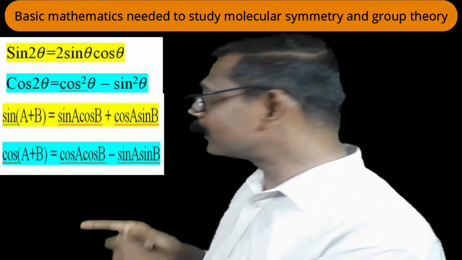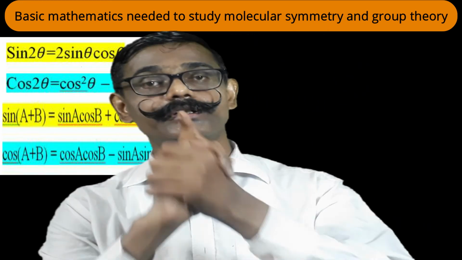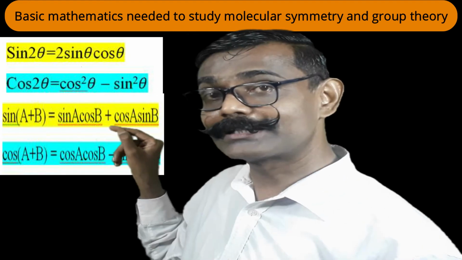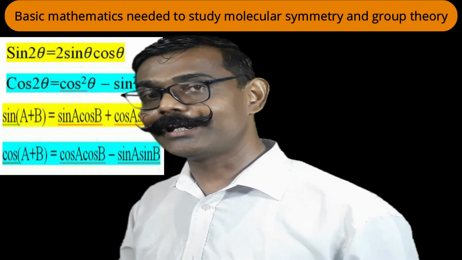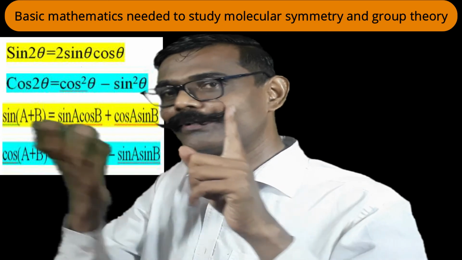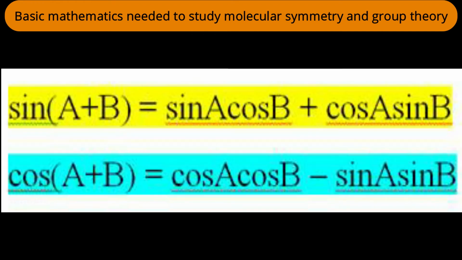I repeat, sine 2 theta means 2 sine theta cos theta, and cos 2 theta means cos square theta minus sine square theta. See, instead of minus, if you place plus there, the value will change. Cos square theta plus sine square theta, what is the answer? It is 1. Means sine square theta plus cos square theta equals 1. Let you know these equations also, which are the basis for sine 2 theta or cos 2 theta, and we use these equations later while deriving matrices.